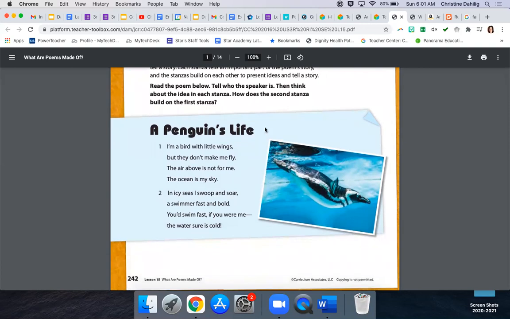A Penguin's Life. I'm a bird with little wings, but they don't make me fly. The air above is not for me, the ocean is my sky. In icy seas, I swoop and soar, a swimmer fast and bold. You'd swim fast if you were me. The water sure is cold.